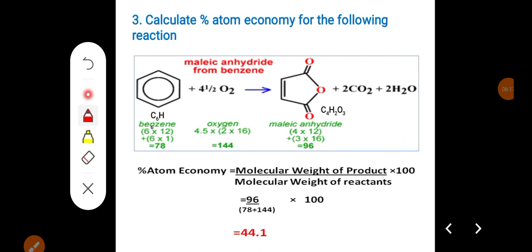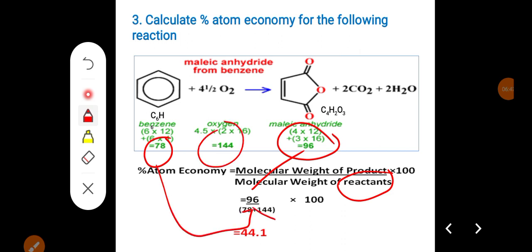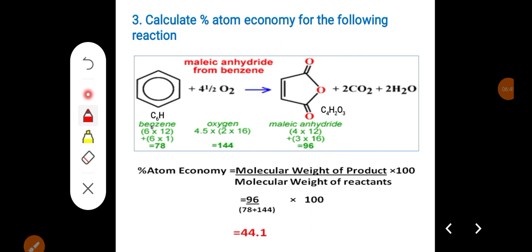After that, again calculate everyone's molecular weight and then go for the formula. Percent atom economy is molecular weight of product upon molecular weight of reactants multiplied by 100. Put their values: the molecular weight of the product we have calculated here is 96. Then the molecular weights of the two reactants we have calculated are 78 and 144. Just keep these values in the formula and get the calculation, that is, percent atom economy. So this is the simplest way; by using a simple formula, we can calculate percent atom economy.